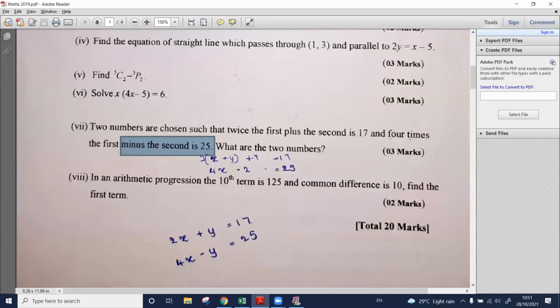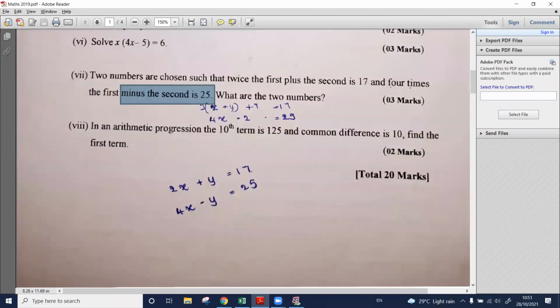Part 8. In an arithmetic progression, the 10th term is 125 and the common difference is 10. Find the first term.